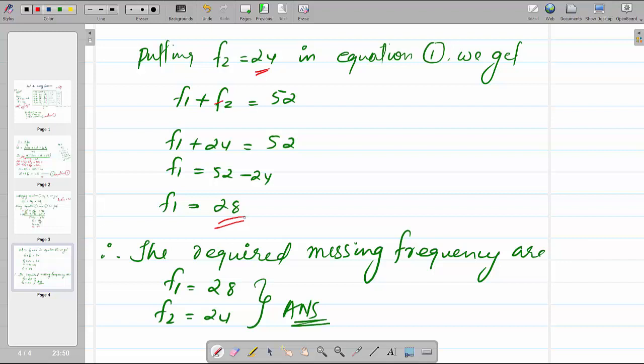So finally, the required missing frequencies, sorry, there's a mistake here. The required missing frequencies are f1 is equal to 28 and f2 is equal to 24. Then this is your answer. All right, so with this, we have come to the end of question number 9.